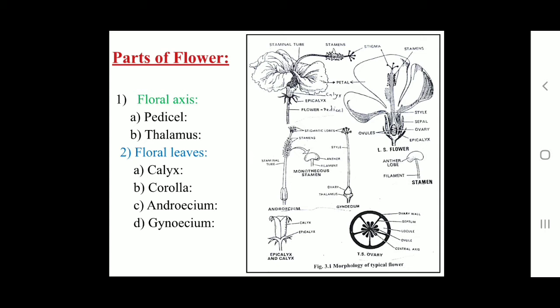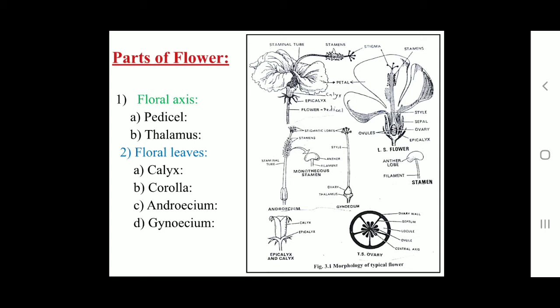So first we see the first floral leaves, that is the calyx. Calyx is the outermost whorl, and the floral leaves of the first whorl are called sepals. The sepals together form the calyx. The sepals are usually green and leaf-like. They protect the inner whorl in bud condition. Example, hibiscus.